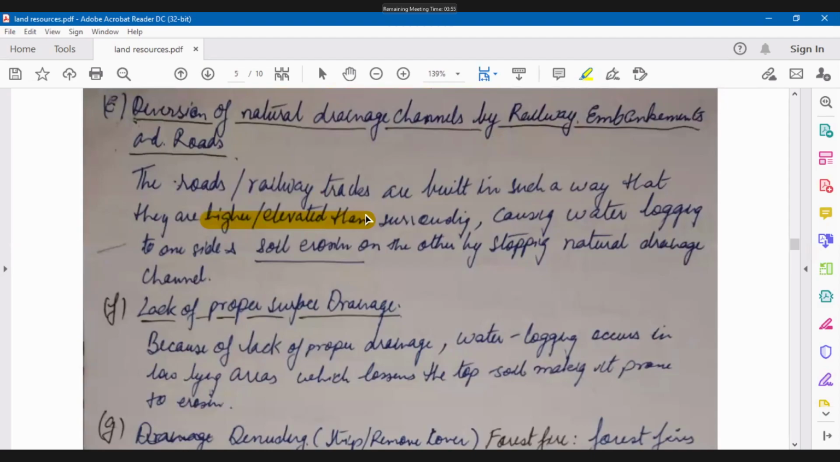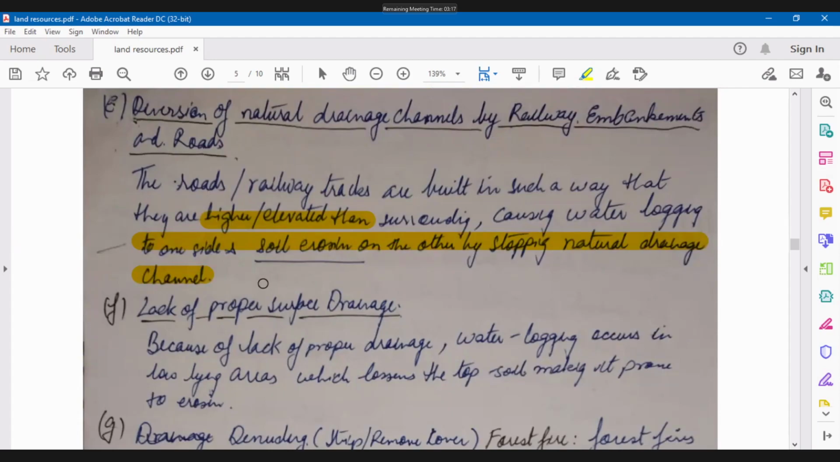In most cases, if you have seen in the Delhi NCR region, a lot of expressways are getting constructed in this area. So they elevate the land. Now this causes water logging on one side and soil erosion on the other side by stopping the natural drainage channel. This is important. The roads and railway tracks are built higher than the surroundings, causing water logging on one side and soil erosion on the other by stopping natural drainage.